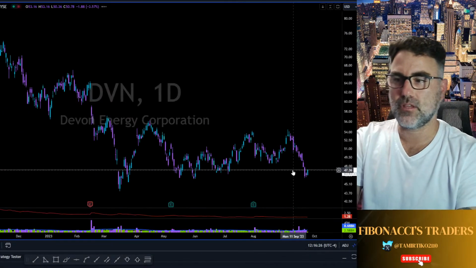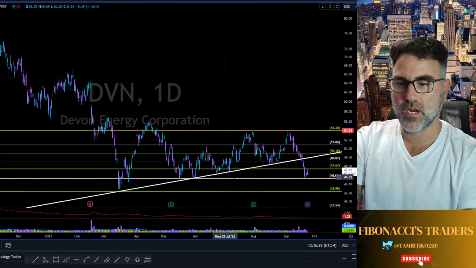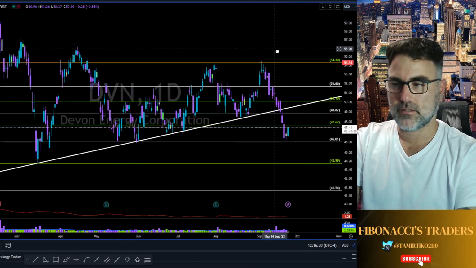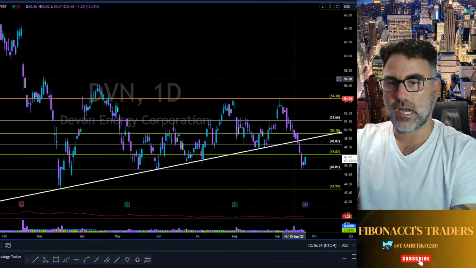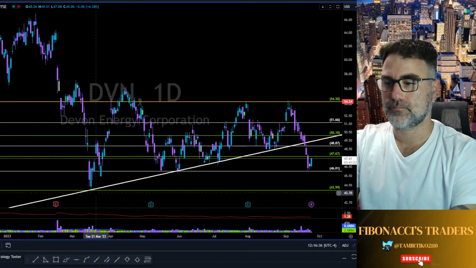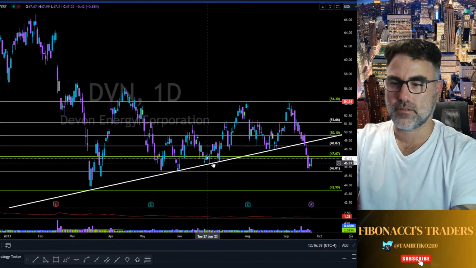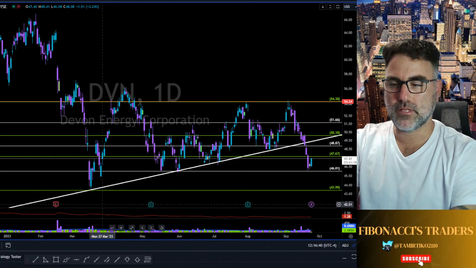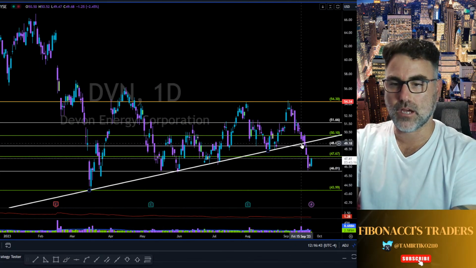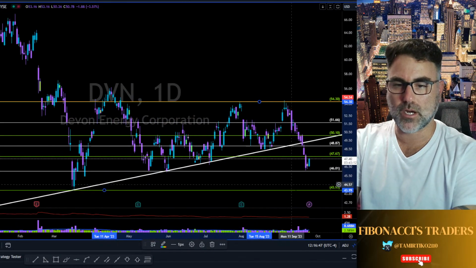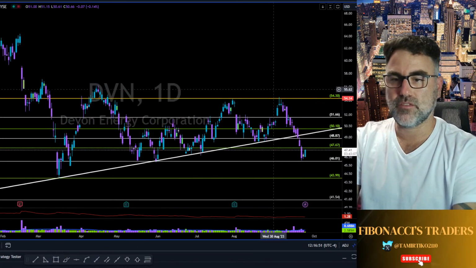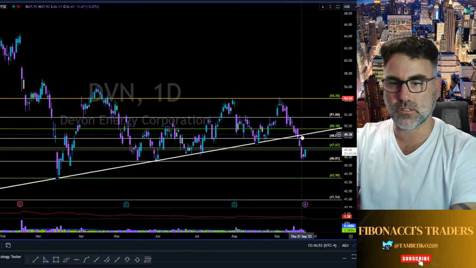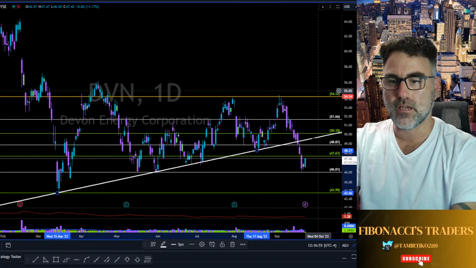DVN, Devon Energy, broke below this trend line. Once again, I don't remember when we drew it, but I guess it's last week or previous week. Broke this down, this trend line that held the higher lows, broke down 46, now is holding. Below it, we are heading towards the 44. If you're looking to go long on DVN, I would wait for a weekly close above this white trend line.